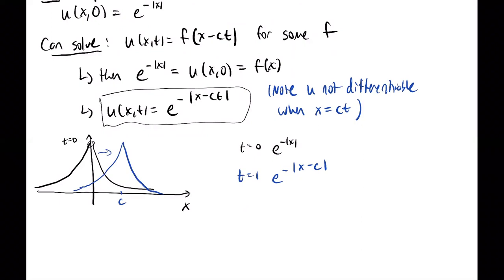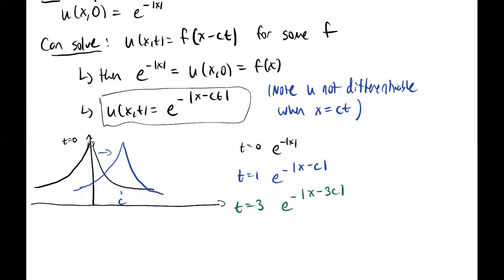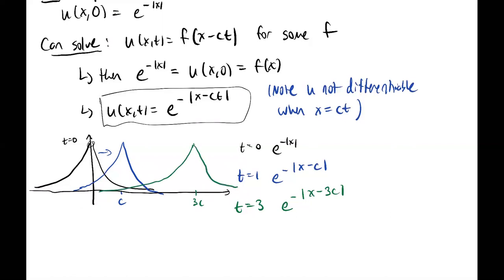And maybe let's do one more time. Let's say t is equal to 3. Right, and then, well, I plug in t equals 3, my solution is e to the minus absolute value of x minus 3c. And so now the peak is going to be when x is equal to 3c. And so let's draw this. Maybe we just have to extend the axis a little bit. Right, so maybe this is c, maybe 3c is around here. And so at time t equals 3, let's say 3 seconds or something, it's moved. So the solution looks like this. Right, and so it's moved this amount.